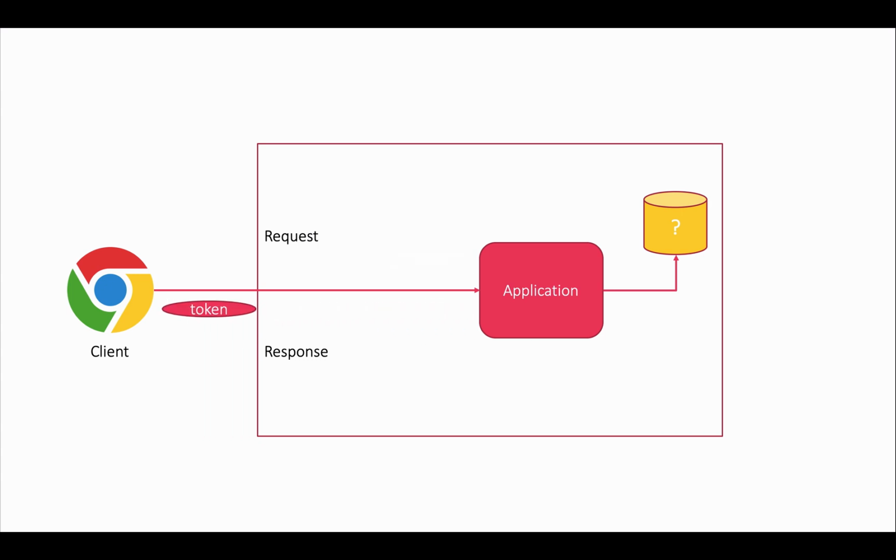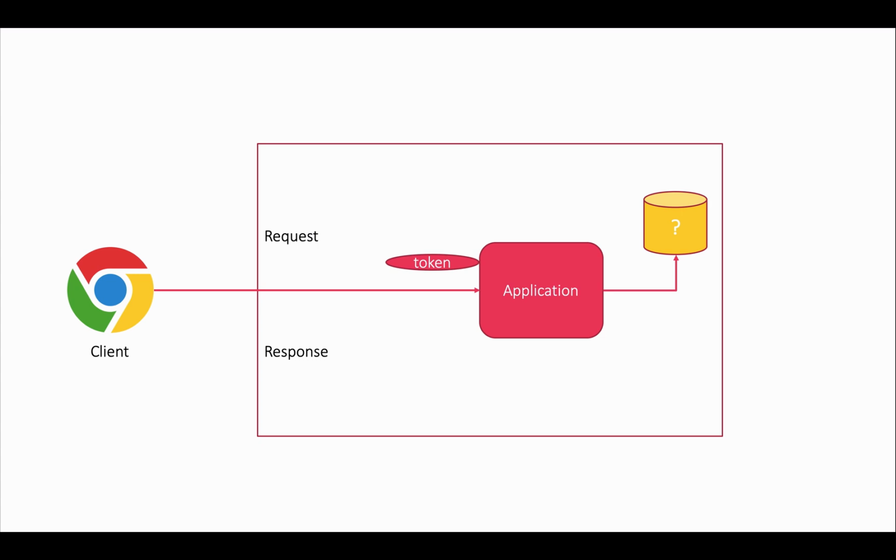So if the client has this token, it means the client is authenticated. So the client needs to include this token in every subsequent request going to our application. When the request goes back to the application, the browser will make sure that the token is sent back to the application before it allows the client to perform the operation it wants to perform.